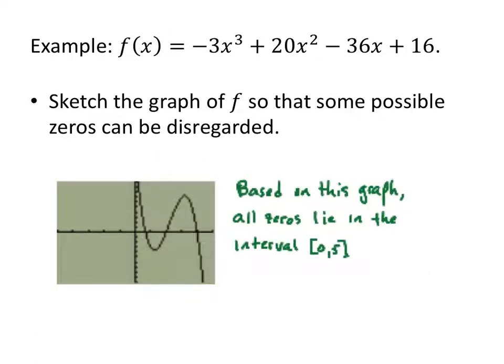Alright, so we found the possible rational zeros, and there's a lot of them. So I took a graphing calculator view of this graph. F of x equals negative 3x cubed plus 20x squared minus 36x plus 16, with a negative 5 to 5 window on x and a negative 10 to 10 window on y, scaling by 1. I see that a third degree polynomial has 3 zeros, and they're all positive. And I see all 3 of them in the interval from 0 to 5. So I know I don't have to check 16, I don't have to check 8, I don't have to check any of my negative values.